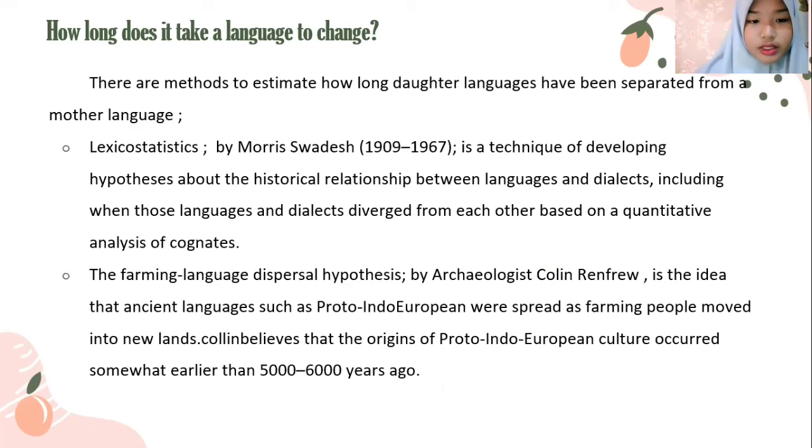The farming language dispersal hypothesis by archaeologist Colin Renfrew is the idea that ancient languages such as Proto-Indo-European were spread as farming people moved into new lands. Colin believes that the origins of Proto-Indo-European culture occurred somewhat earlier than 5,000 to 6,000 years ago.